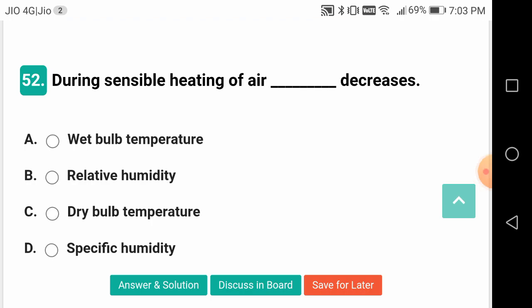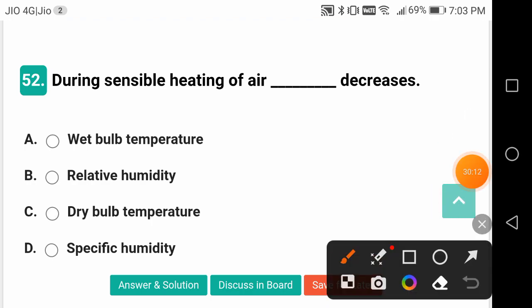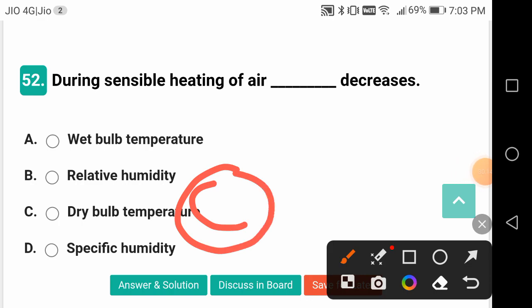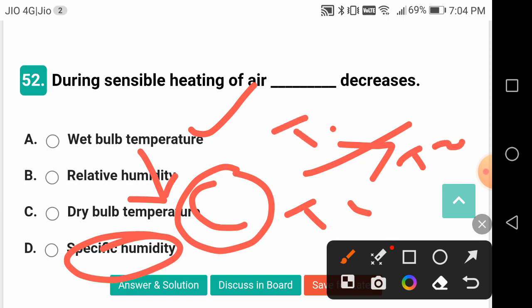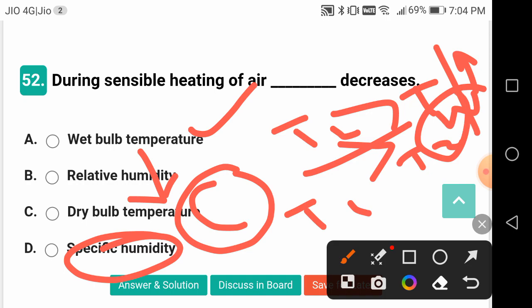In sensible heating, dry bulb temperature remains constant, friends. Okay, this is constant. Relative humidity only decreases. Wet bulb temperature not to consider. Specific humidity also not to consider. Specific humidity is also going to be constant. So temperature increases, T1, T2. So T2 is greater than T1. And here you have specific humidity. This is going to remain constant.